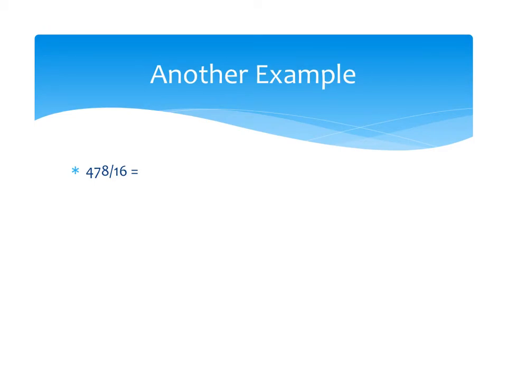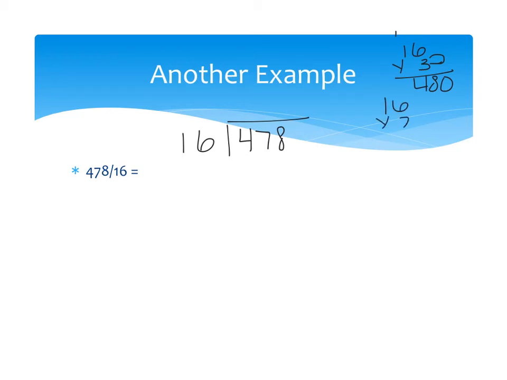Let's see another example. Now I have 478 divided by 16. Well, if I did 16 times 10, that's only 160, and I'm going to be subtracting a lot. So let's see what 16 times 3 is. That would be 48. If I did the 0, oh, I'm too big. 480 is bigger than 478. So let me try 16 times 2.